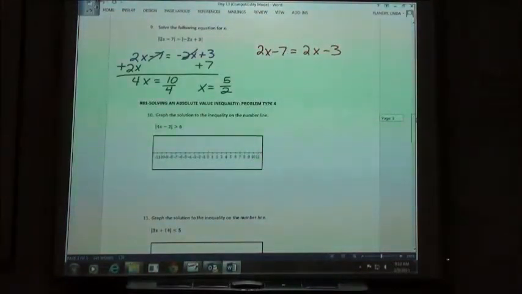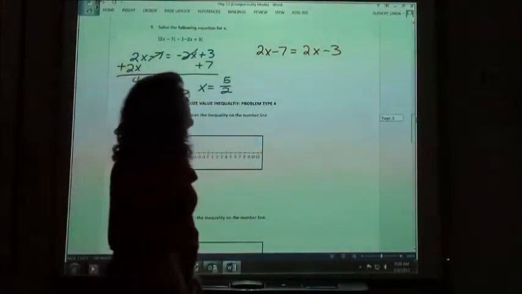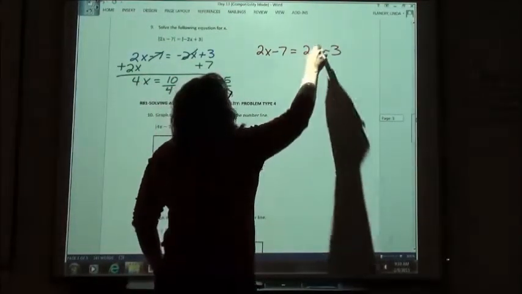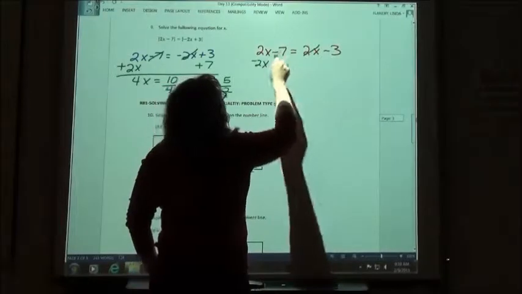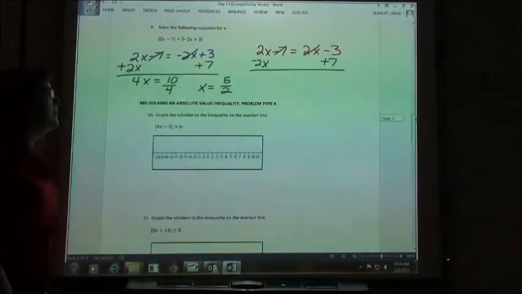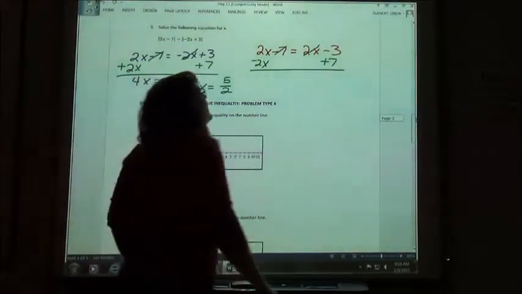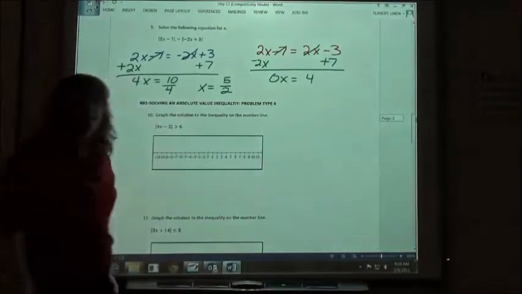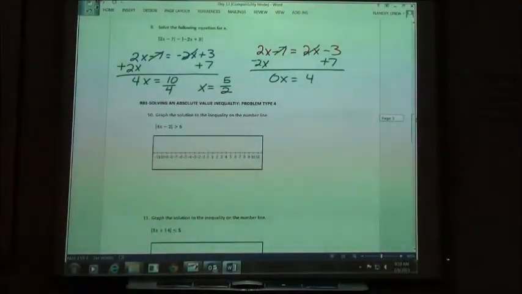On the second one, when I solve that, what would I do? Minus the 2x and plus my 7, and I would get 0x equals 4. If I have 0x equals 4, what's my answer to that part of it? Nope.